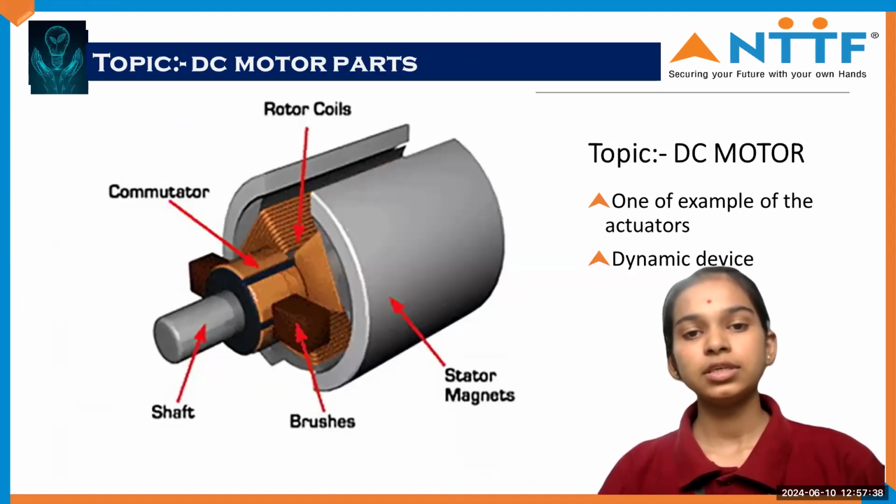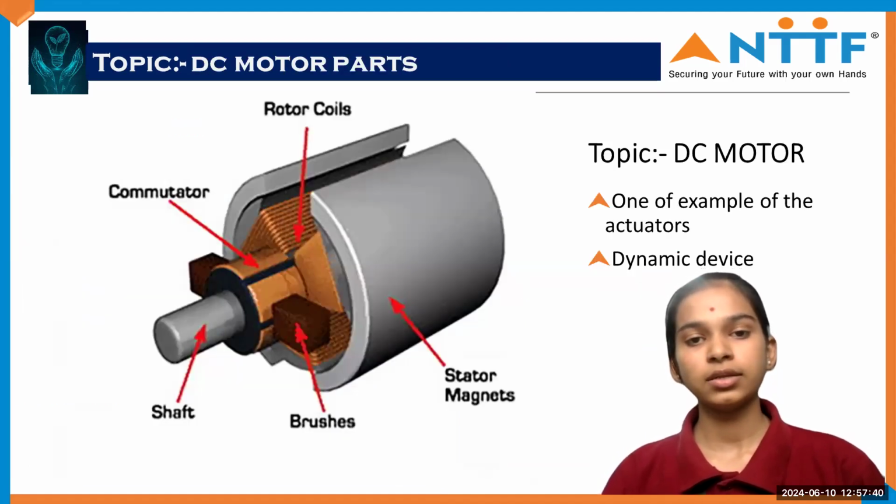What is a DC motor? A DC motor is one of the examples of an actuator. This is a dynamic device which converts electrical energy into mechanical energy. Inside the DC motor, there are stator magnets, a rotating coil, a commutator, brushes and a shaft.